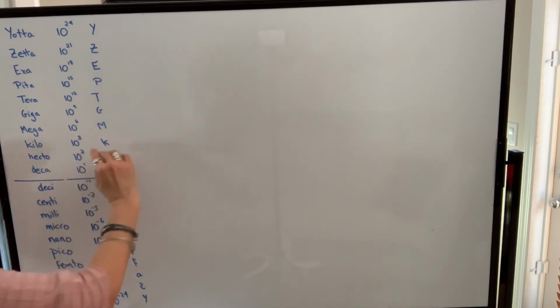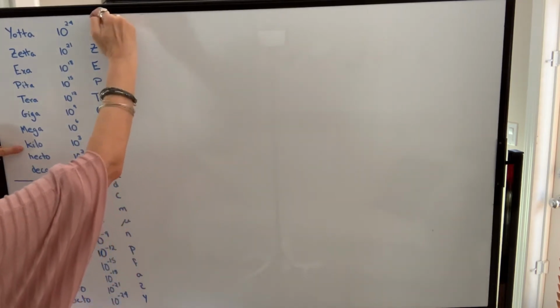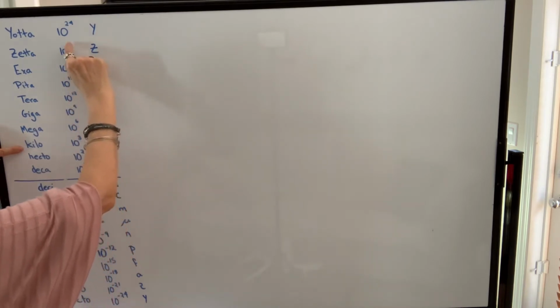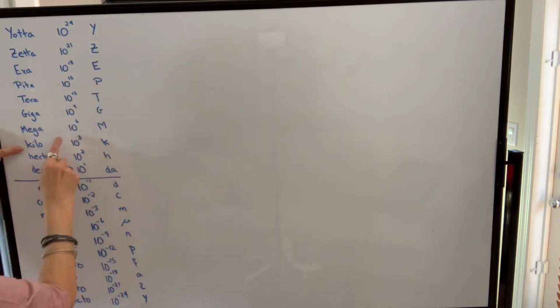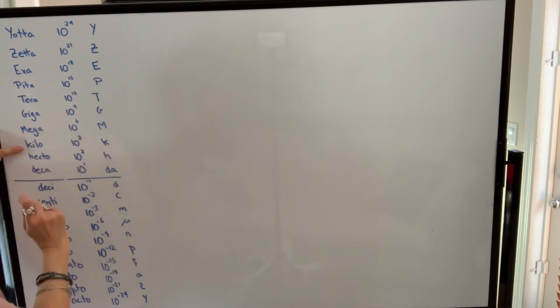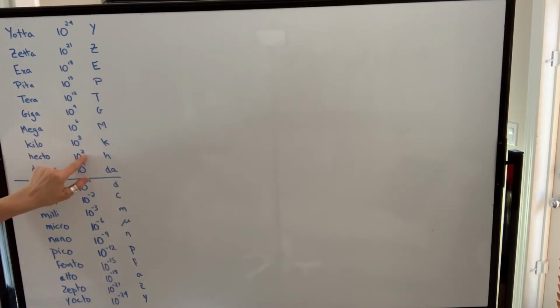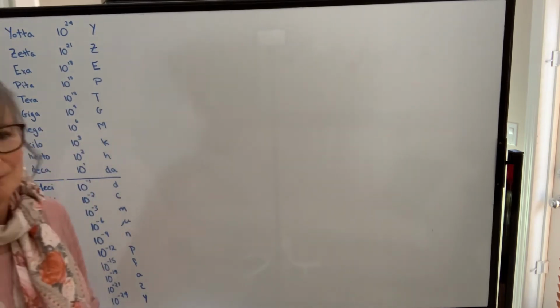You might notice that from kilo to the top, all of these powers of 10 are multiples of 3. There's nothing in between. There's no prefix for 10 to the 4th or 10 to the 5th and so on. Similarly, from milli down, all of these powers of 10 are multiples of 3 as well, and there's nothing in between. So you might not see these units used very often in science because they are not multiples of 3, but I want to cover all of the prefixes.